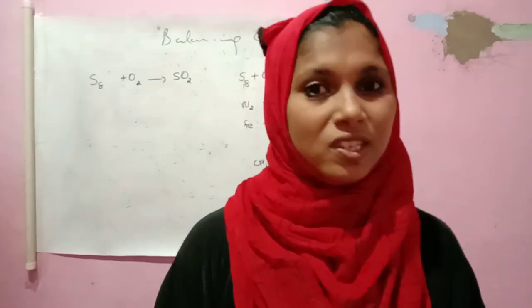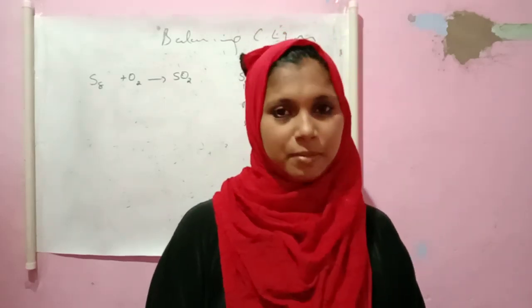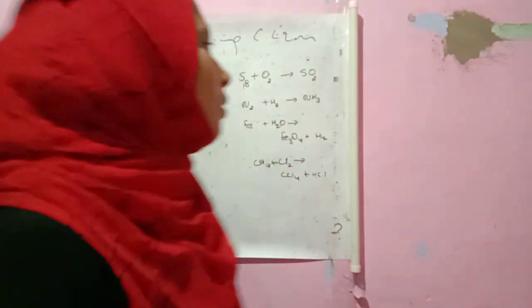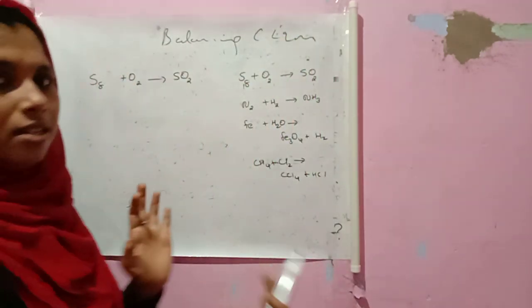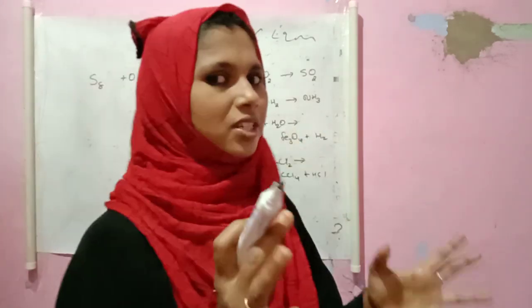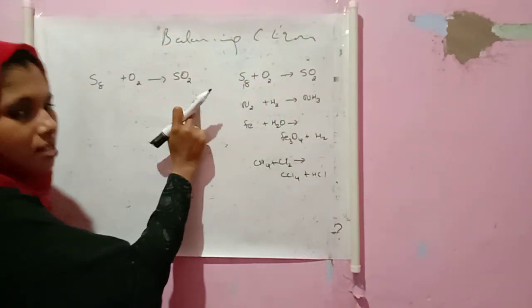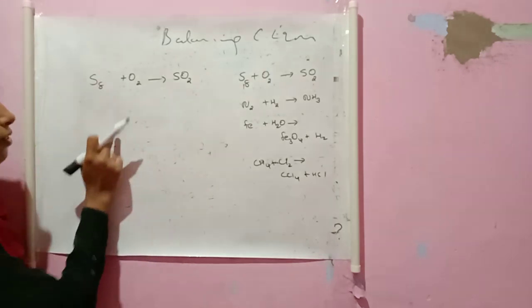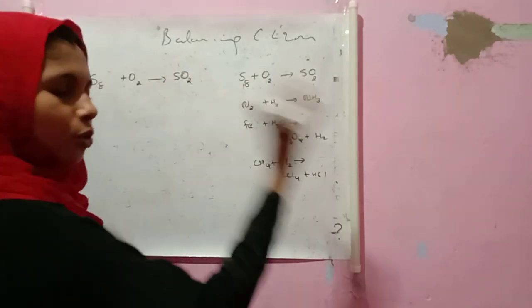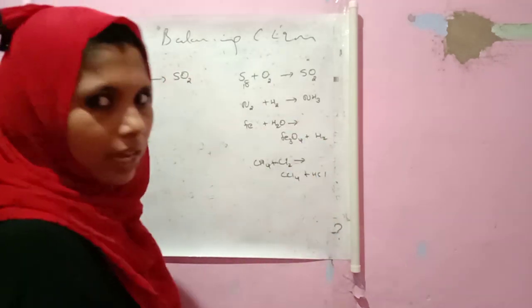Today we are going to study in detail how to balance a chemical equation. I have written here some chemical equations which we have to balance in this session. First one: sulfur plus oxygen gives sulfur dioxide, where S stands for sulfur, O stands for oxygen, and SO2 stands for sulfur dioxide.